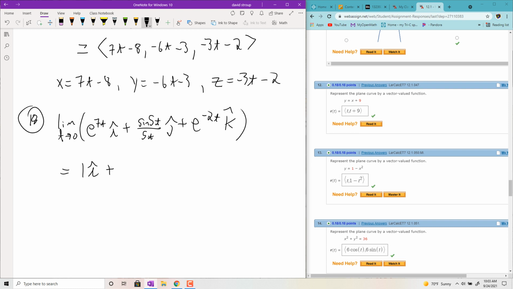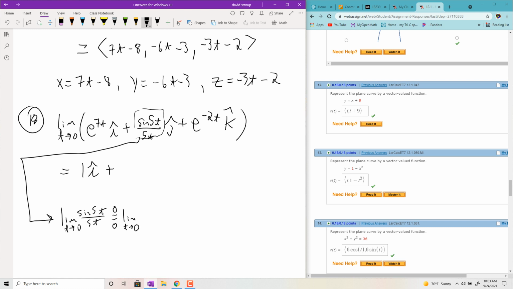plus, then the limit of this critter may be a little bit more complicated, right? So let's take that to the side and take a look. The limit of sine of 5t all over 5t as t goes to 0. In this case, that form is 0 over 0. That's called indeterminate. If you plug in 0, you get 0 over 0. It's not working like it should, right?